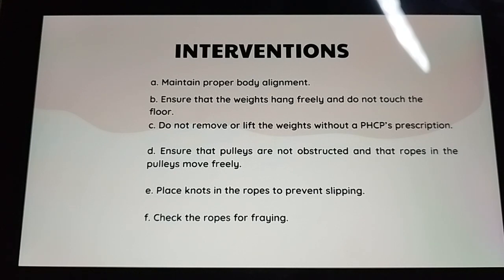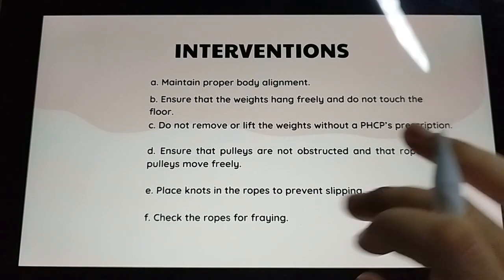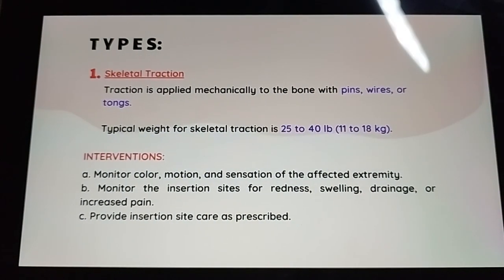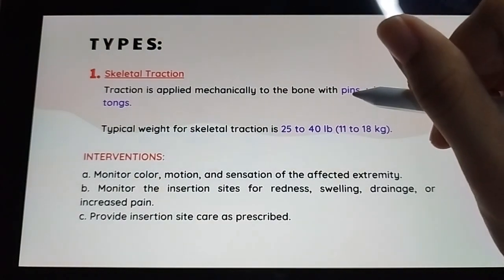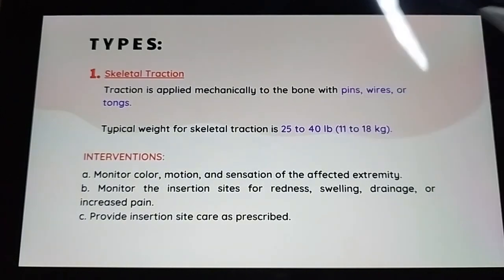Ang traction natin, merong mga types. So first is your skeletal traction. Skeletal traction is applied mechanically to the bone with pins, wires, or tongs. So from the name itself, hayaan mong tulungan ka ng pangalan. Sa pangalan pa lang, meron ka ng idea. Kapag skeletal, nandun siya sa skeleton, sa bone. So gumagamit siya ng pins and wires or tongs. Yung typical na weight for skeletal traction is 25 to 40 pounds or 11 to 18 kilograms.